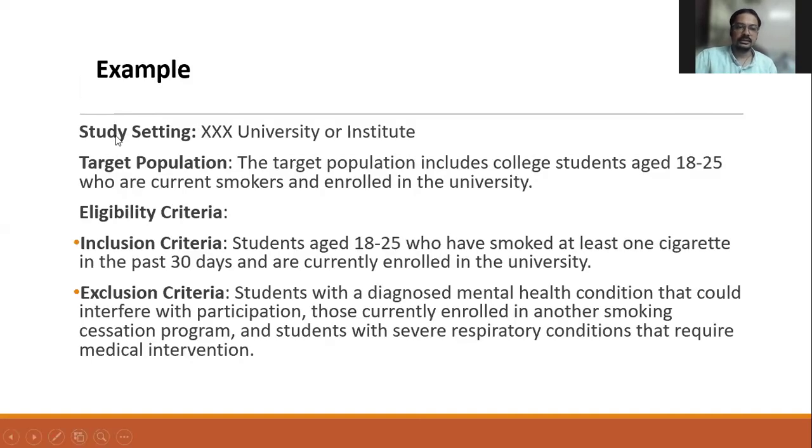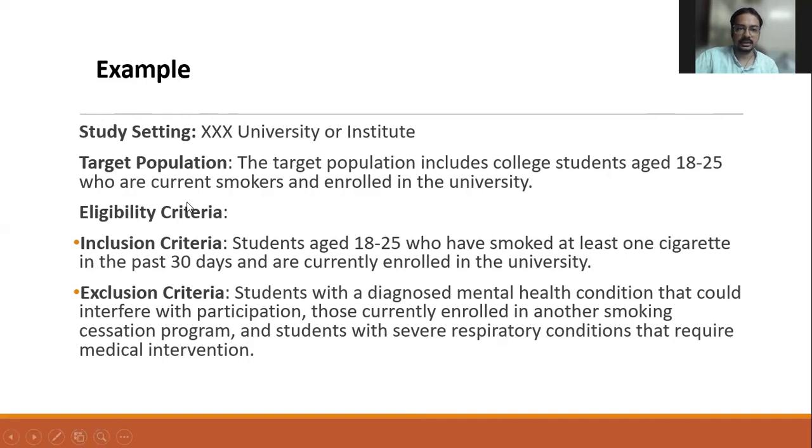Example, the study setting: you can write the name of the institute or organization in which you will collect the data. Target population: the target population includes college students aged 18 to 25 who are current smokers and enrolled in the study. This is an example. You can write the target population according to your study.